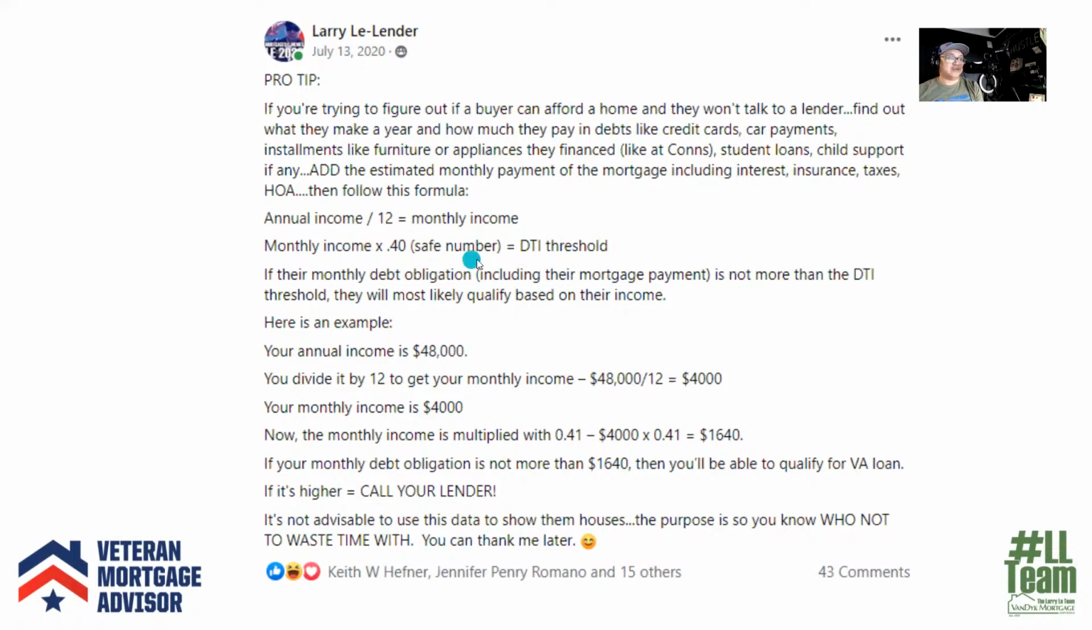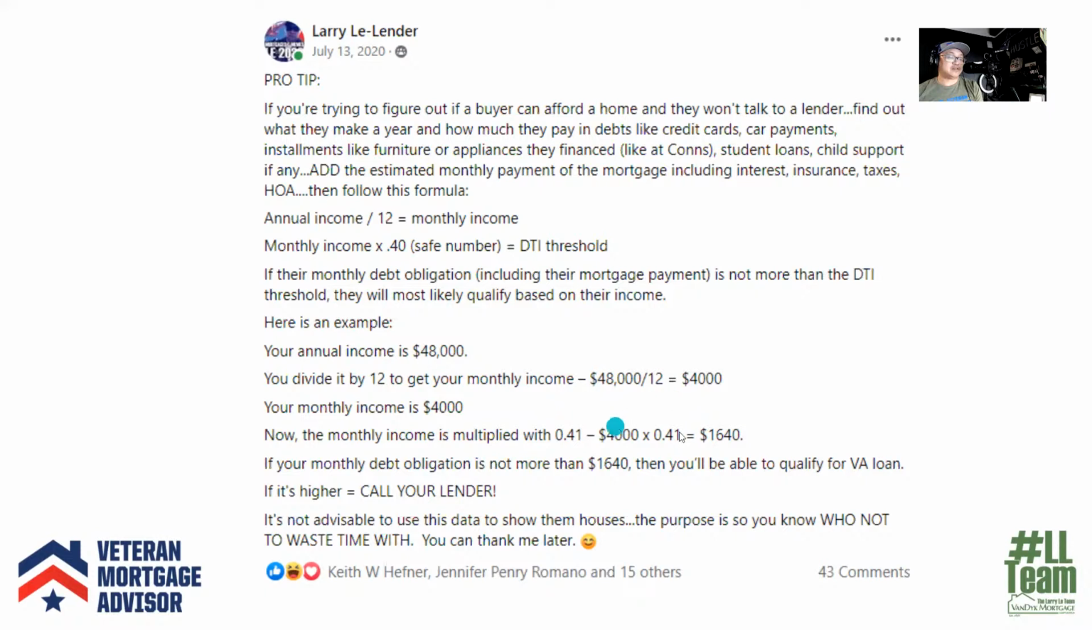And then you figure out what their liabilities are, and if they have no liabilities, then they can afford a $4,000 mortgage. They can pretty much buy anything, within reason, of course. So if their monthly debt obligation, including their mortgage payment, is not more than the DTI threshold, they will most likely qualify based on their income. Here's the example: if they only make 48,000, you divide that by 12, that's $4,000 a month, right? That's their monthly income. Now, income multiplied by 0.41, then they can afford $1,640, right?